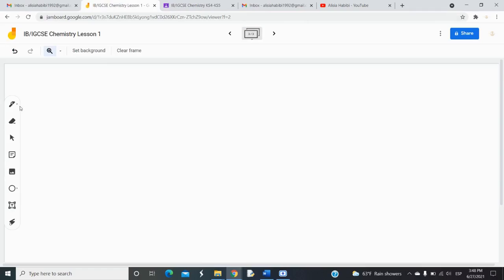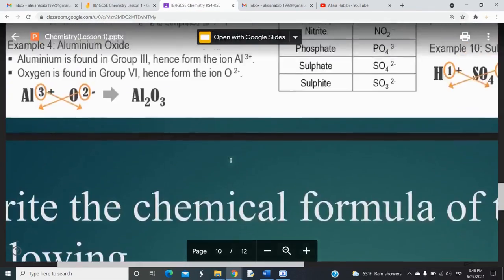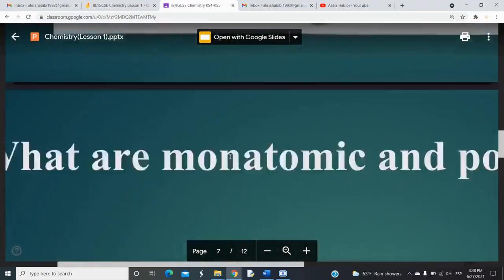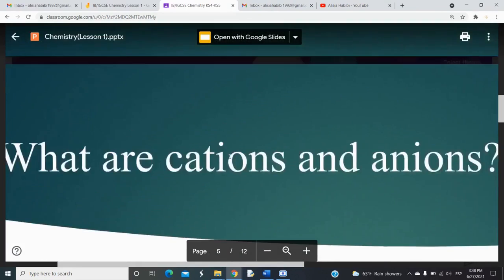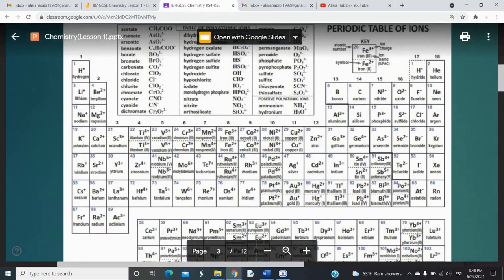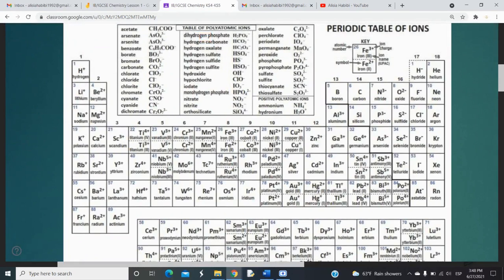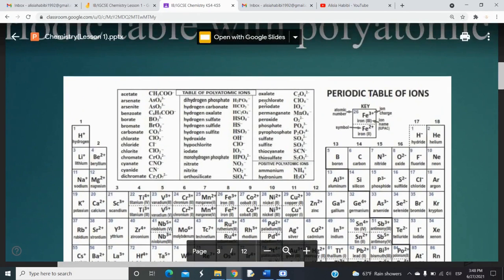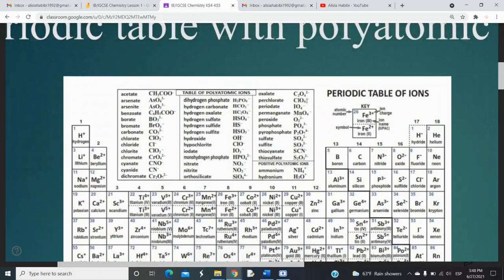So we're going to write it down. We need to find the ionic charges for nickel, and also for perchlorate, which is a polyatomic ion. Let's look for nickel first. Nickel is over here. As you can see, it has a +2 and a +3 charge. And perchlorate, as you can see at the top here, has a ClO4- charge.